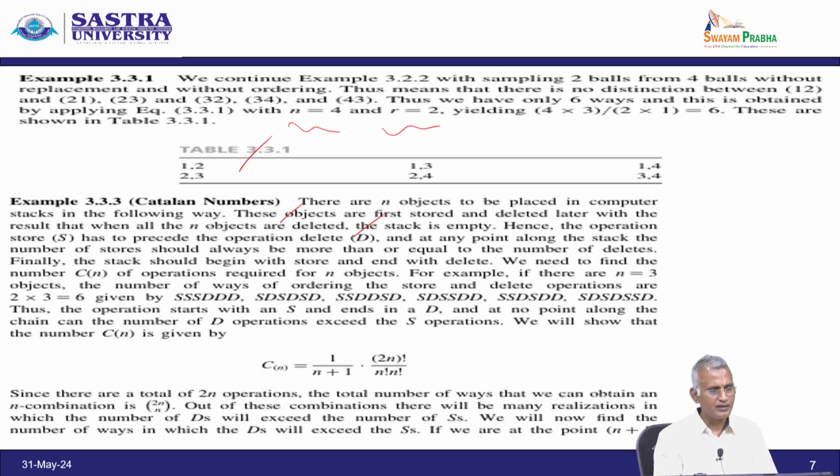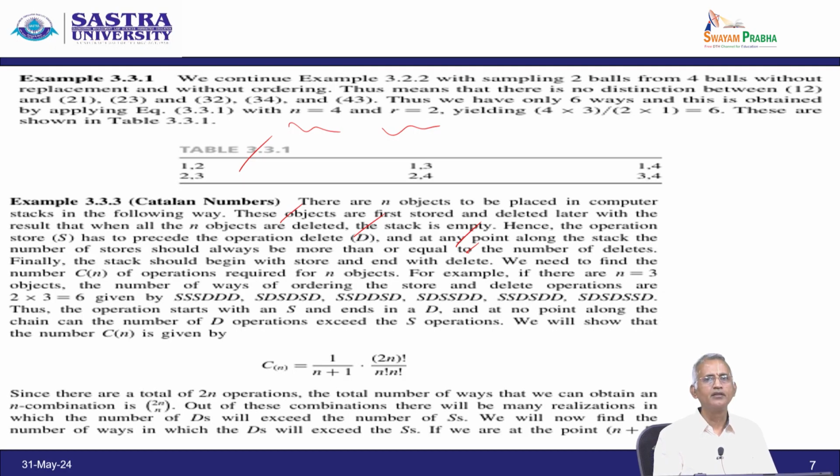Hence, the operation store S has to precede the operation delete D, and at any point along the stack, the number of stores should always be more than or equal to the number of deletes. So, finally, the stack should begin with the store and end with the delete. So, we need to find the number C of n of operations required for n objects.